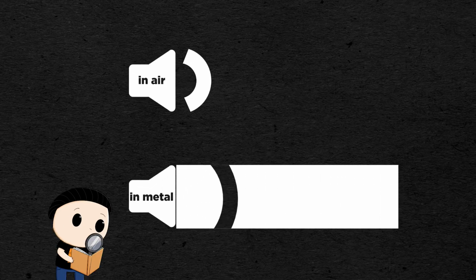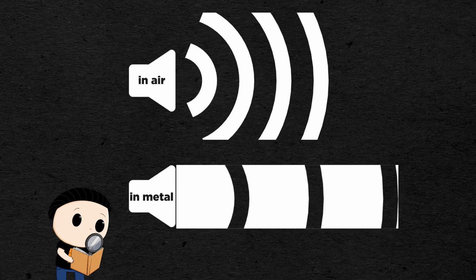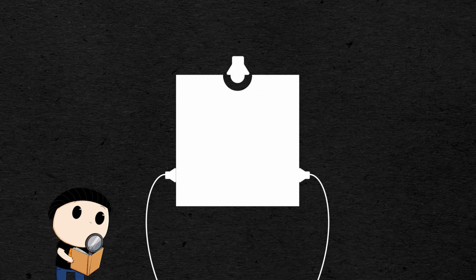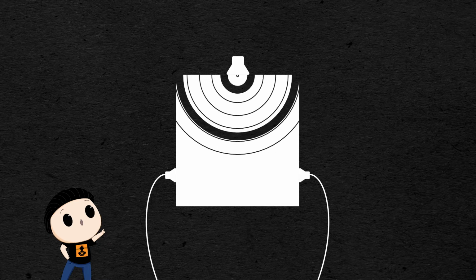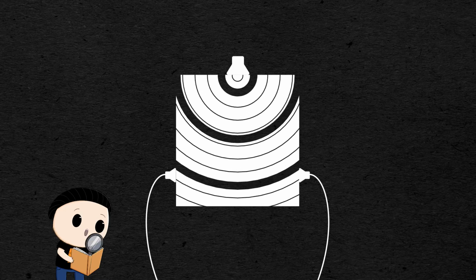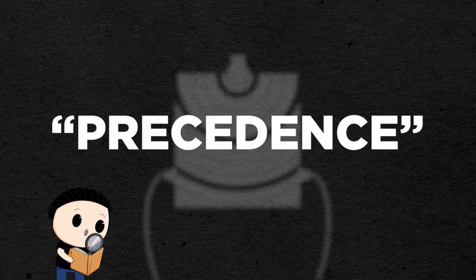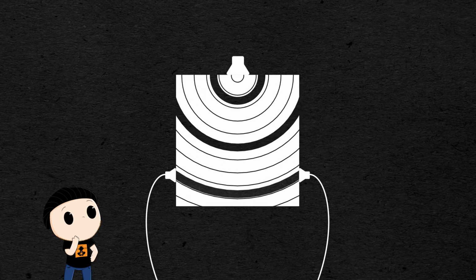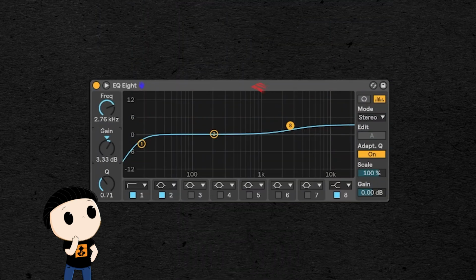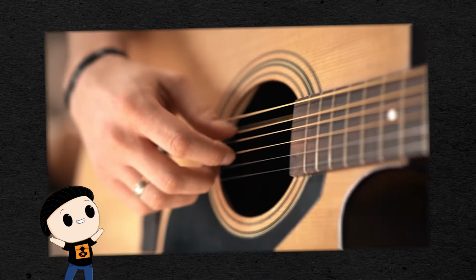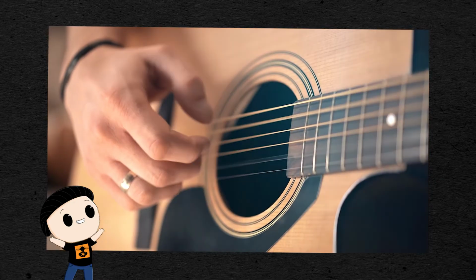Sound travels way faster in metal than in air, particularly for high frequencies. So with a plate reverb, which makes the sound travel in metal, you will hear the higher frequencies slightly before the lower ones. And because of a psychoacoustic phenomenon called precedence, we hear the overall sound as brighter. So plate reverbs are cool to make something sound brighter without actually boosting the high frequencies. And that's why it's used a lot on vocals or acoustic guitars, for example.